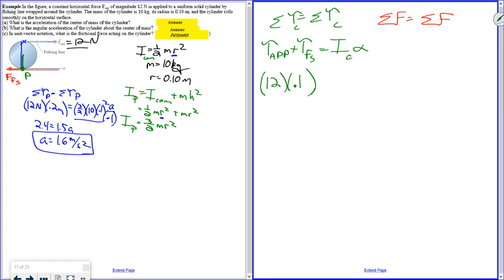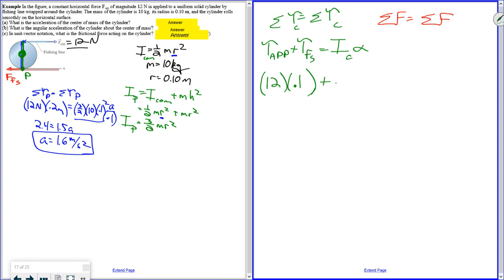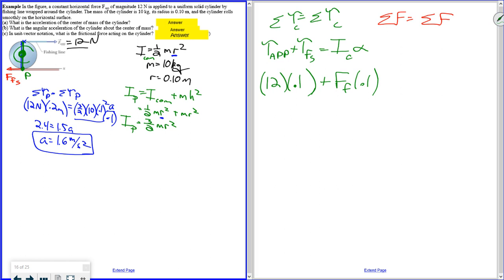Right? Because that's how far, if this is my pivot point, then my radius is just 0.1. Plus my force of friction times 0.1. Notice my assumption is that both forces are producing clockwise torque, so these are both positive. I'm assuming that the force of friction is producing a positive torque, so right now I'm assuming that the value of my frictional force is a positive value.